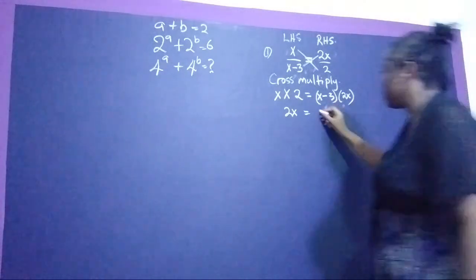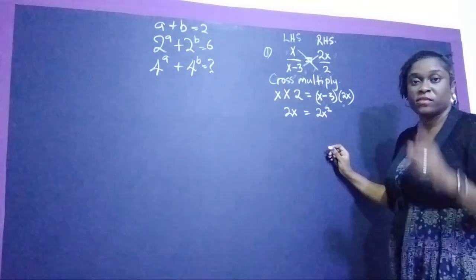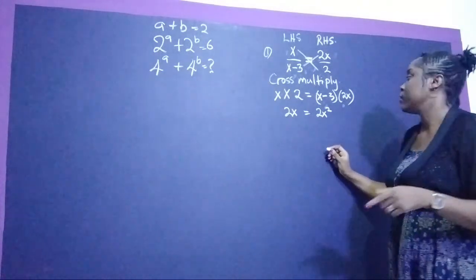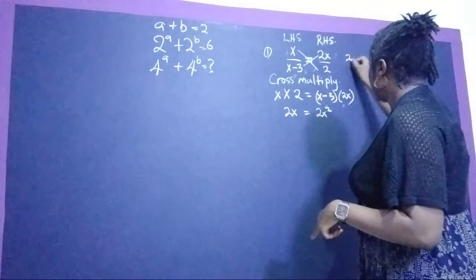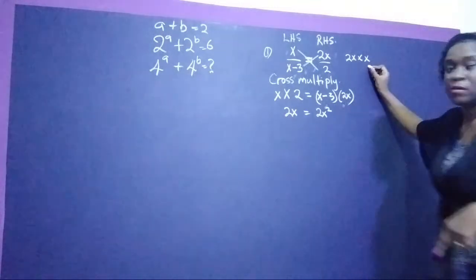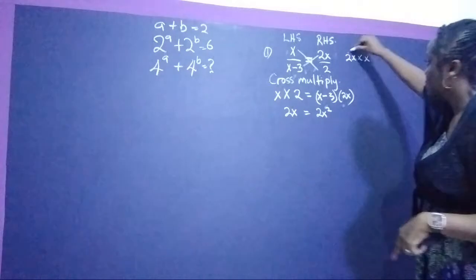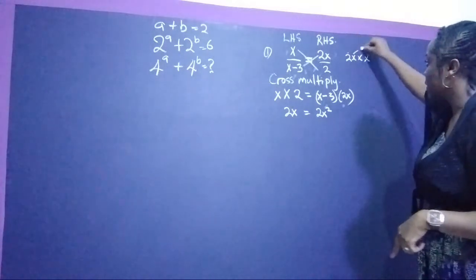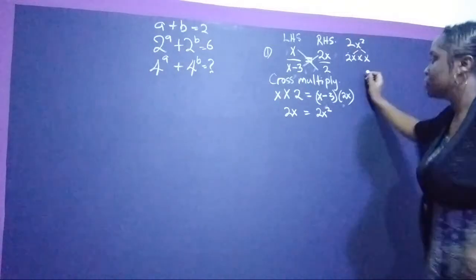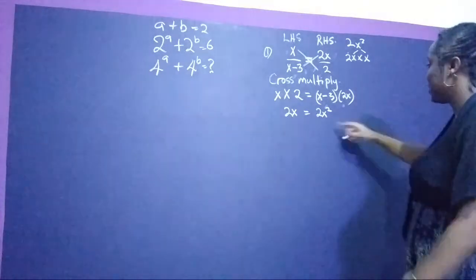2x times x is 2x squared. 2 times x times x: x and x gives us x squared, and the 2. Isn't that simple? I like it so.